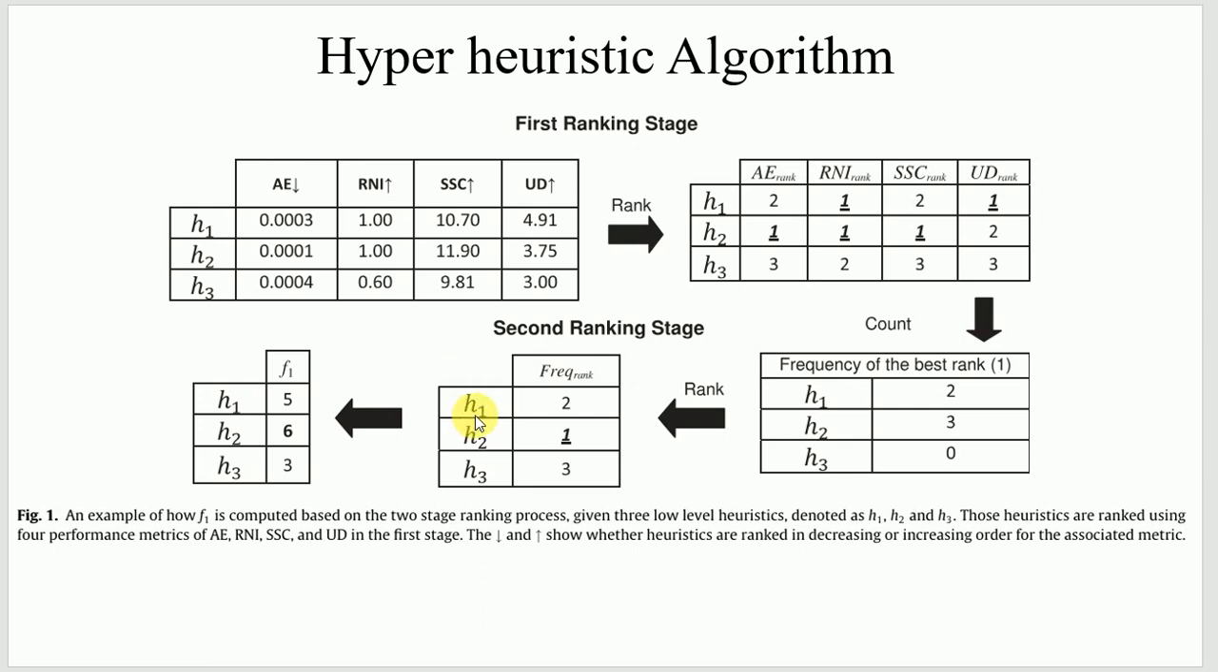For heuristic H1, we have frequency rank 2 and RNI rank 1. So if we add these two digits, 2 plus 1 equals 3. Now according to equation 3, we have to deduct this value from 8. So if we deduct 3 from 8, we get 5. Again, for heuristic H2, frequency rank is 1 and RNI rank is 1. So 1 plus 1 equals 2. If we deduct the value 2 from 8, we get 6. So the value is 6. Thus, the value of f1 is calculated for the choice function.